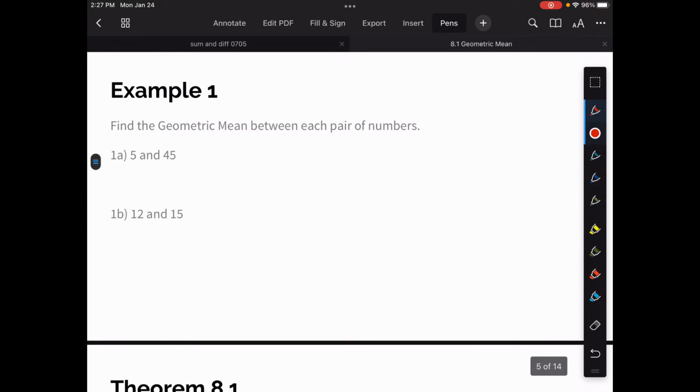All right, so example 1, we're going to do that here with 5 and 45. So if you have 5 and 45, 5 times 45 equals 225. Take the square root of 225 and you get 15. Okay, so that one just breaks down really nicely.